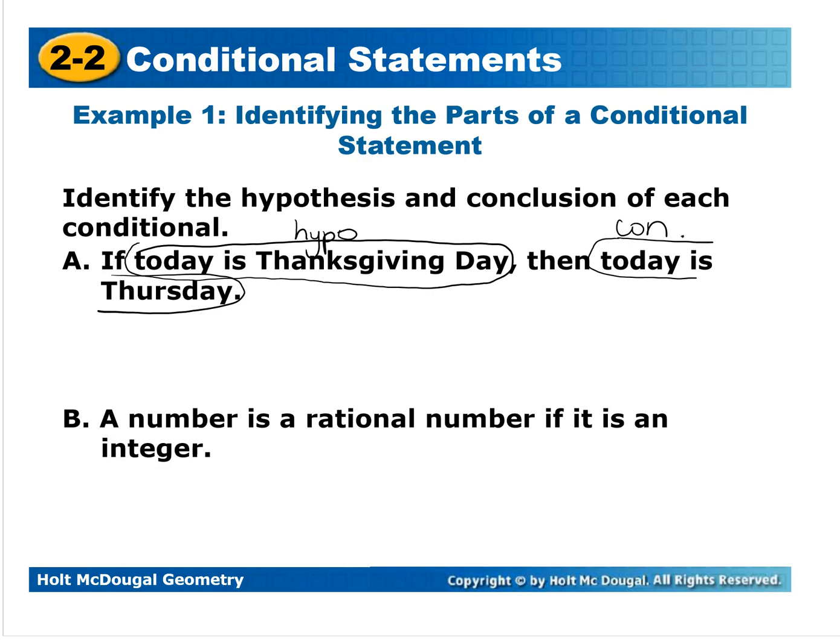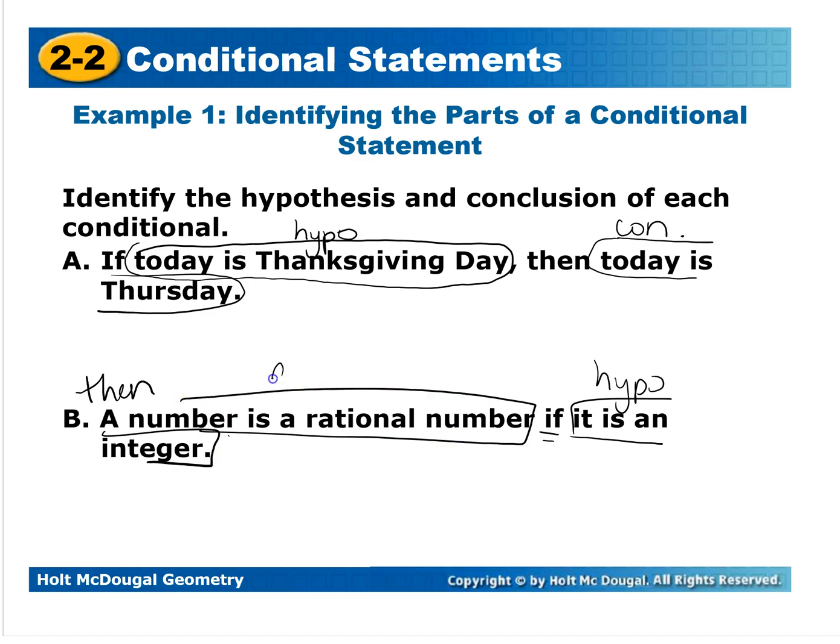Now let's look at our next one. This one is a little bit backwards. Look for the key word. So a number is a rational number if it is an integer. For our hypothesis, it's usually at the beginning, but in this case, it is not. We're going to look for the word if, and I see the word if right here. So if what? If it is an integer, that would be my hypothesis. And you can imagine a then right here. If a number is an integer, then the number is a rational number, and that would be our conclusion.